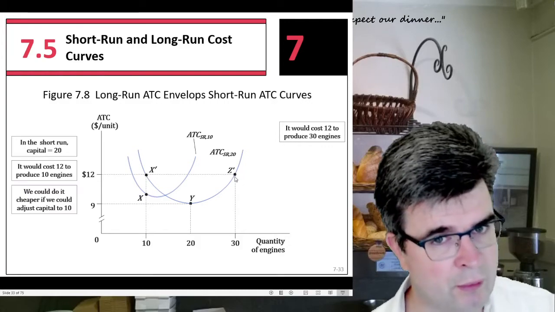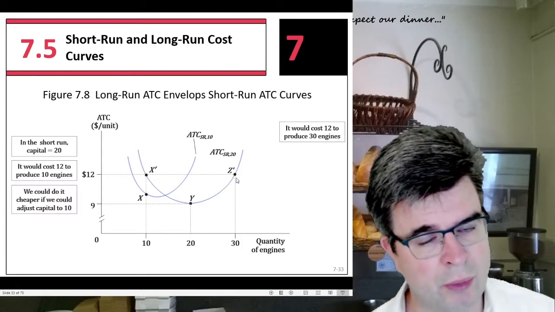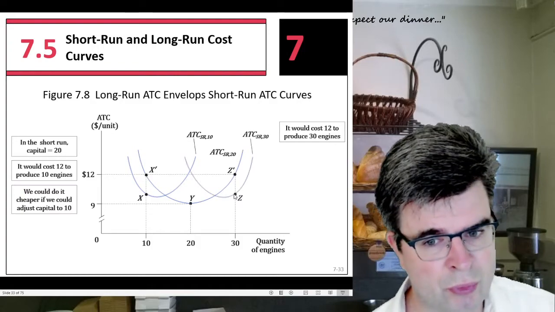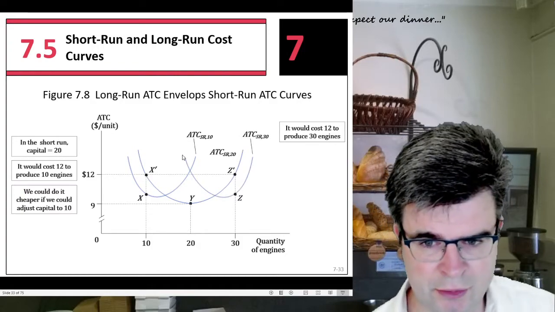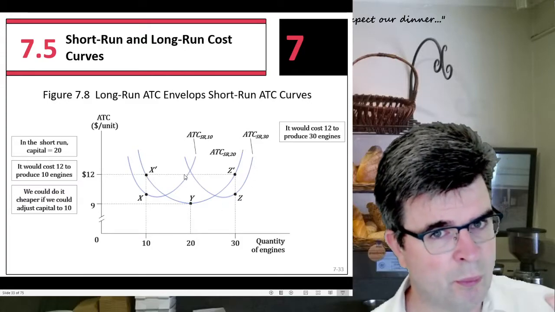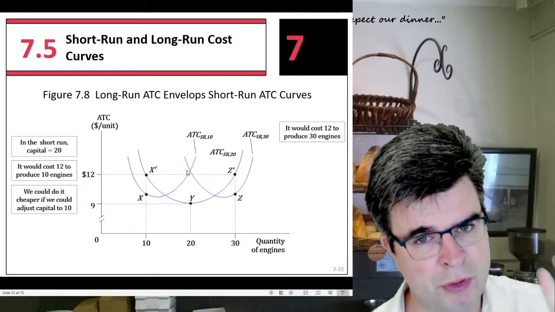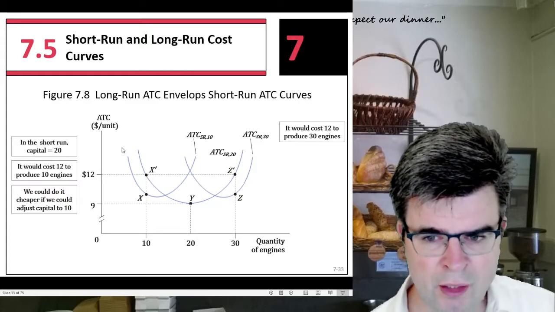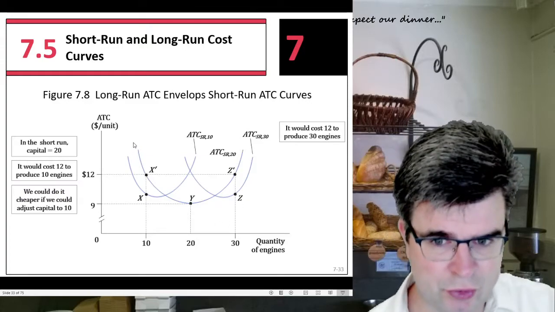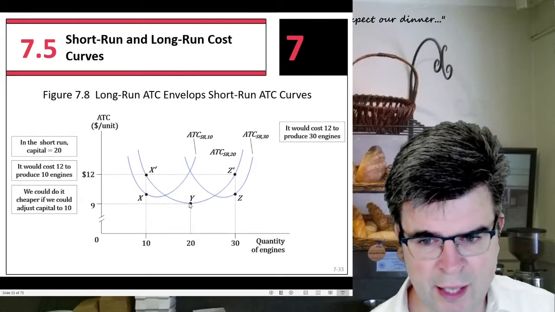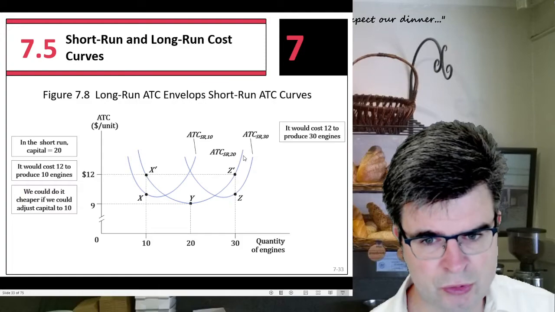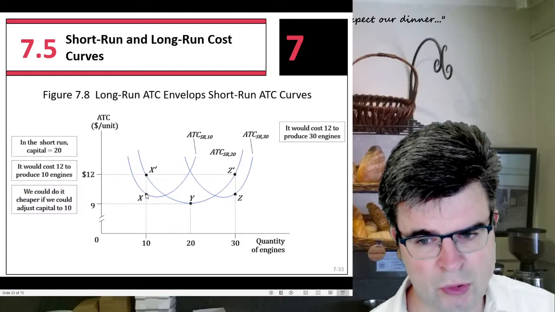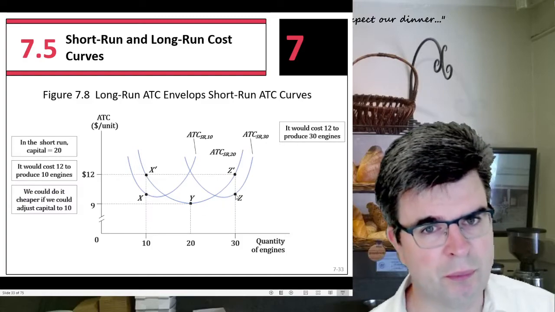In the long run, we can buy some extra machines, so we don't need to hire extra workers or pay them overtime hours. So in the long run, our average total cost, again, may be cheaper. And this is the average total cost curve conditional on having the number of machines in the plant that's optimal for producing 30 units. So for a given amount of capital that is fixed and is optimal for 20 engines, this is the short run total cost curve. But in the long run, when we can adapt capital, then the cost of producing 10 or 30 engines will be lower.